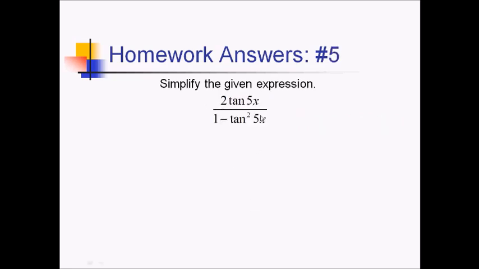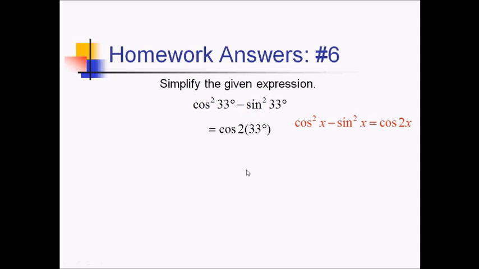On number 5, this pattern of 2 tan of an angle over 1 minus tan squared of the angle, this is tan of a double angle. So this is just going to be tan of 2 times 5x, which is tan of 10x. On number 6, cosine squared minus sine squared, we hopefully recognize that as the cosine double angle formula, one of them anyway. So this is really just cosine of 2 times 33, which is cosine of 66.